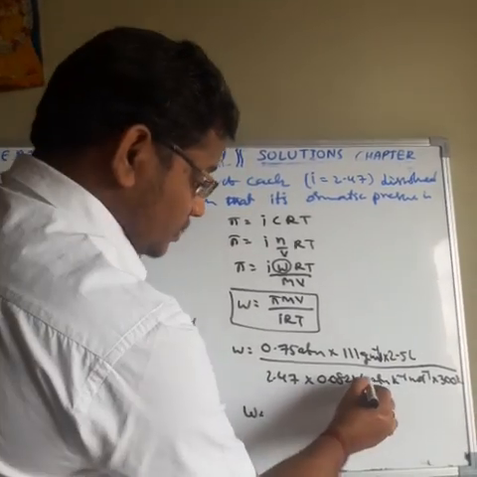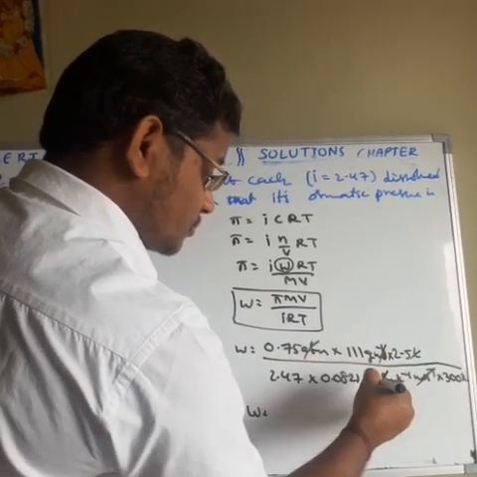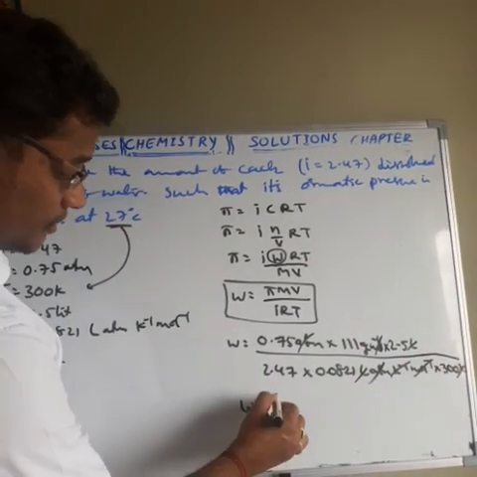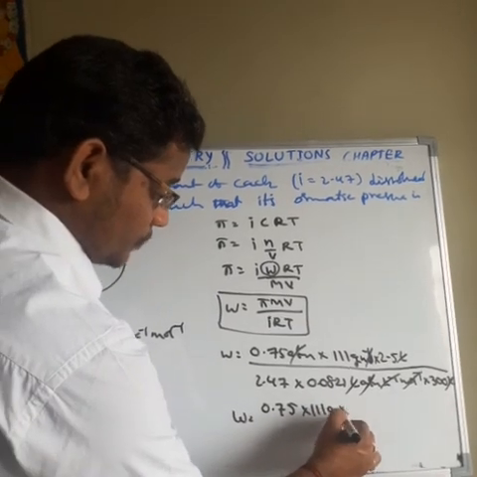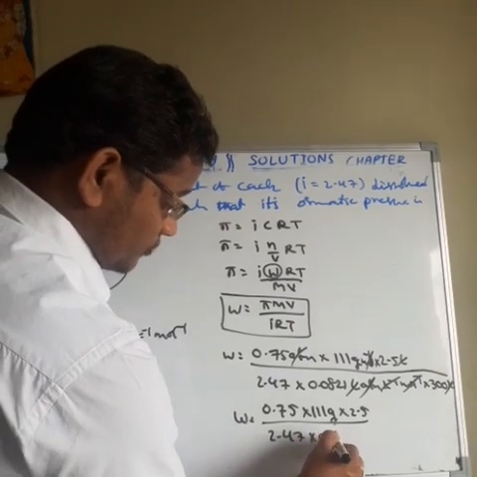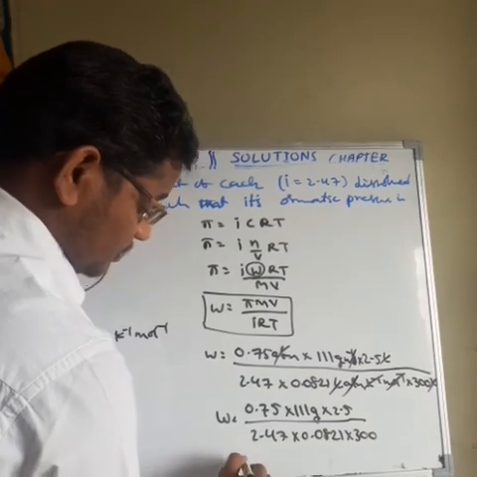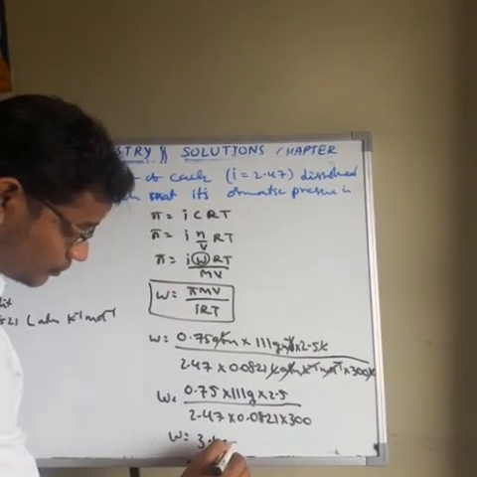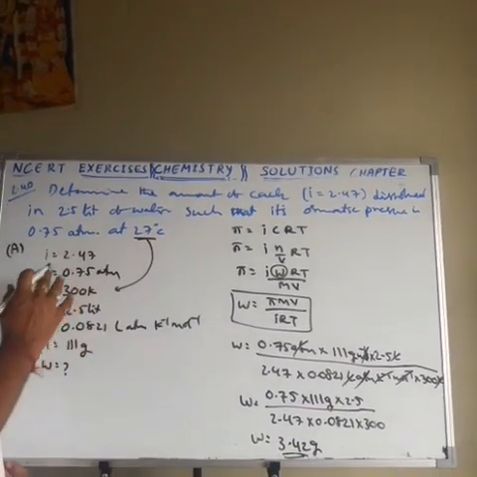So here liter, mole inverse, atmosphere, Kelvin inverse, Kelvin cancel. Remaining: 0.75 into 111 gram into 2.5 divided by 2.47 into 0.0821 into 300. Calculate that value, it will come 3.42 gram. So that is the weight of calcium chloride. That is about question 40.